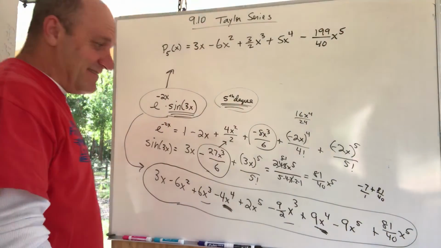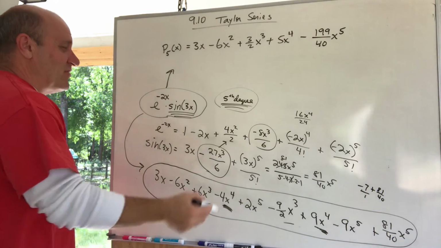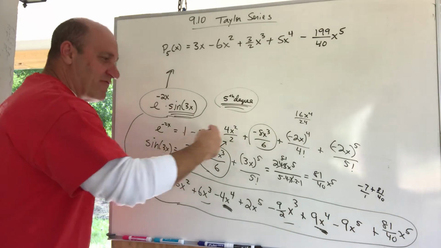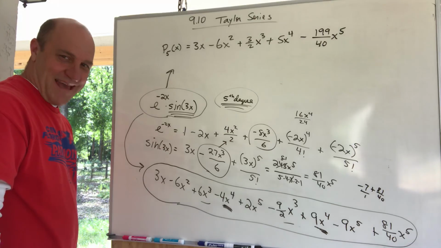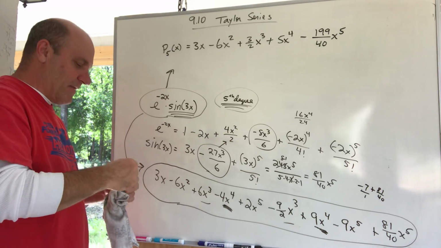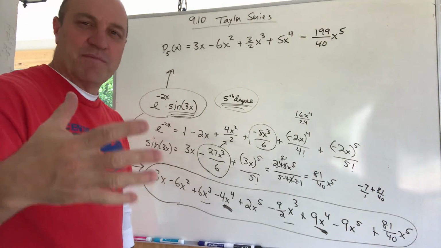I think we did it. We built a 5th degree polynomial that matched this function by foiling out these polynomials. I like that problem. All right, good luck. Do some homework.